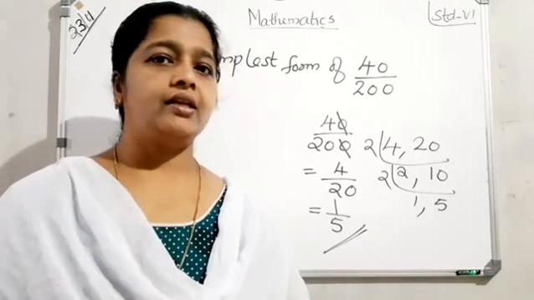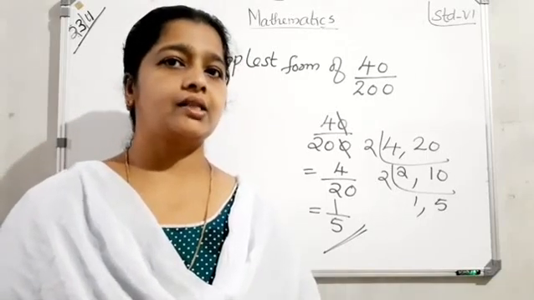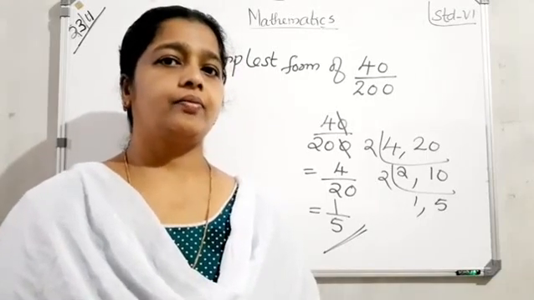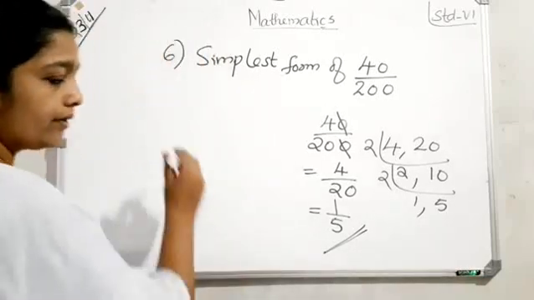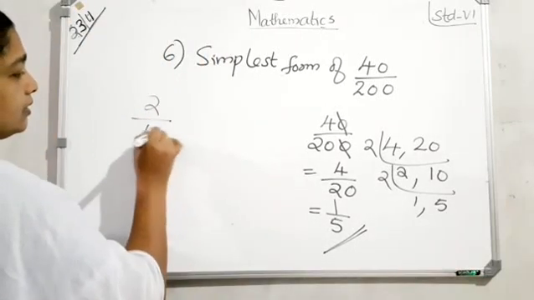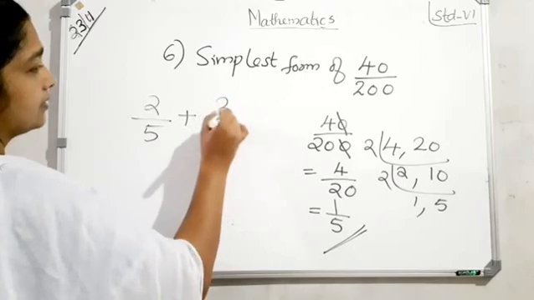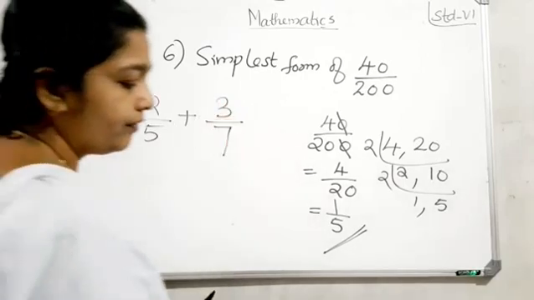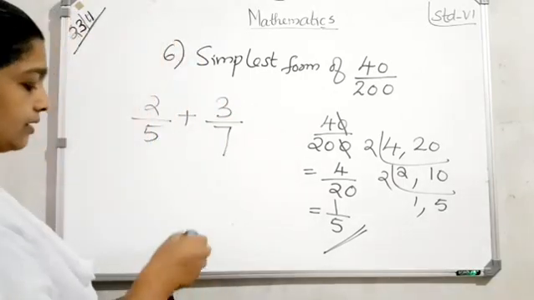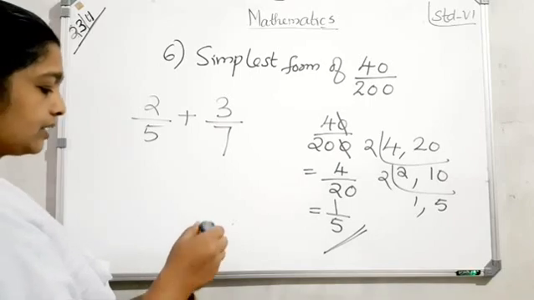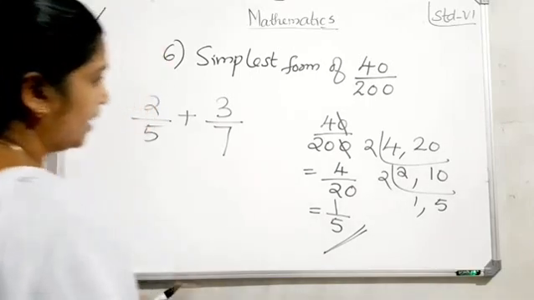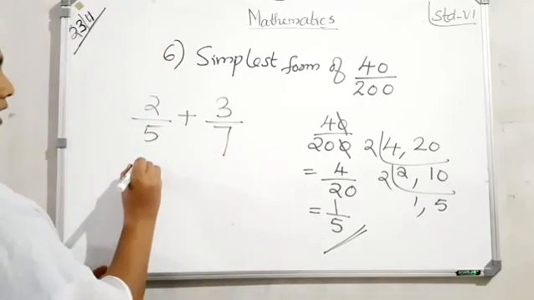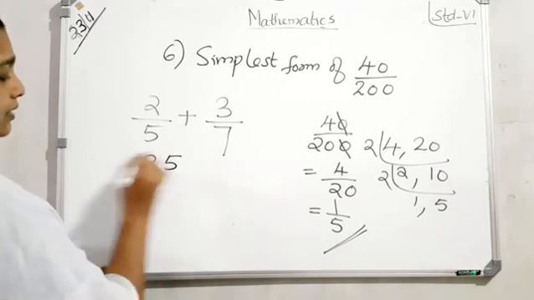addition and subtraction of fractions. For example, 2 by 5 plus 3 by 7. How can we do it? Take the LCM. That equals 5 7s are 35, the LCM.